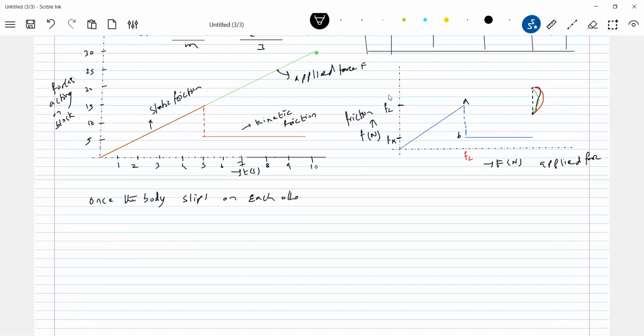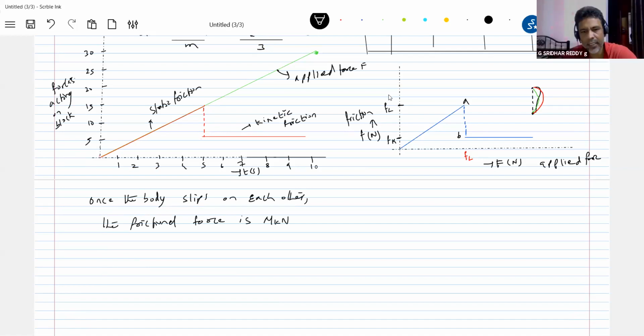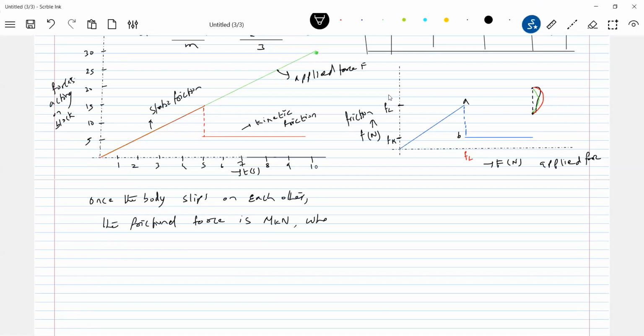The frictional force is mu k N. There's a kinetic friction, whatever be the speed. What will be the speed?